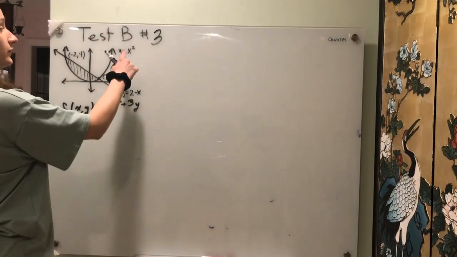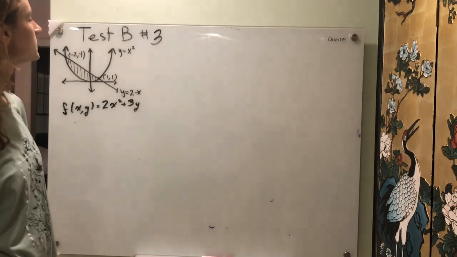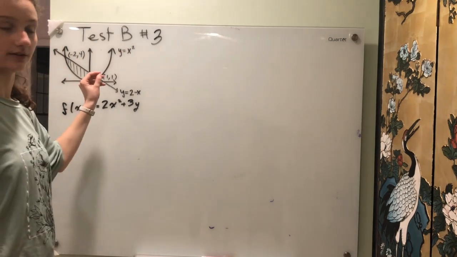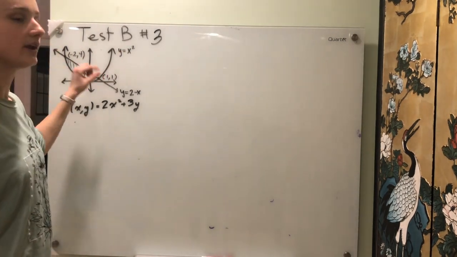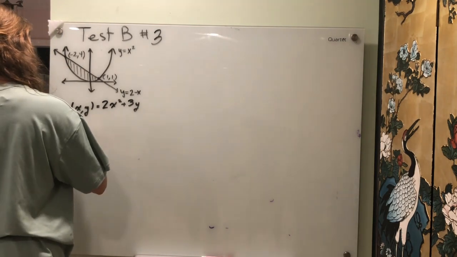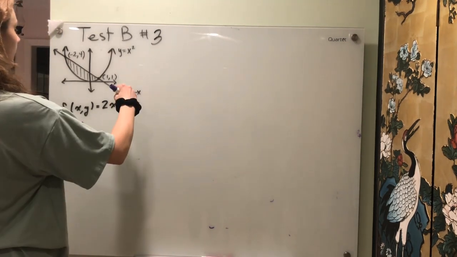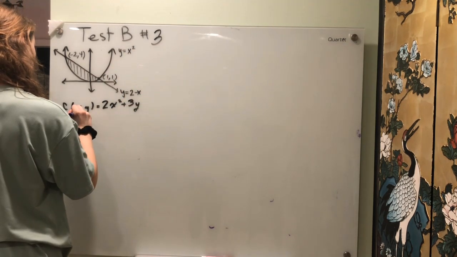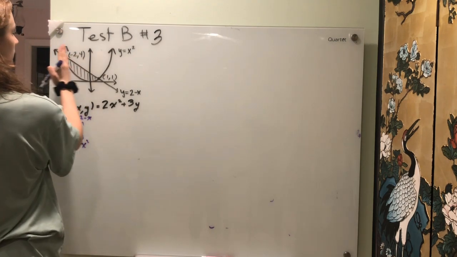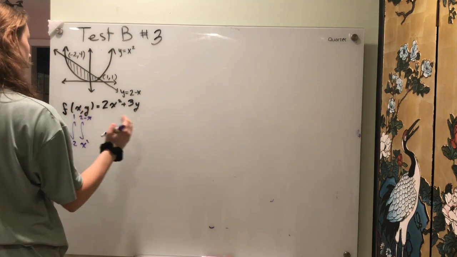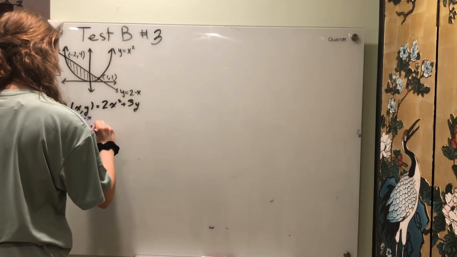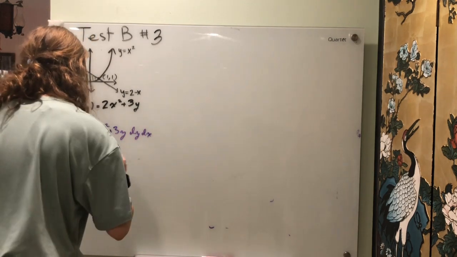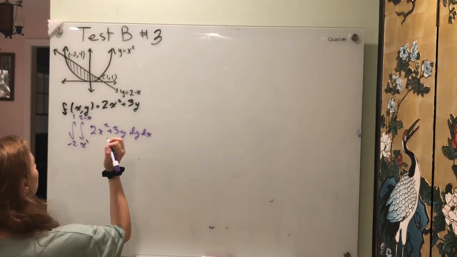So for this problem, they gave us two functions, y is equal to x squared and y is equal to 2 minus x. What we first did is set it up on the calculator, and we're able to get something that looks like this. And with it, we see what we're supposed to do and how to set up our integral. So by setting our integral, we know that it has to be from x squared to 2 minus x on the y part, and that x will go from -2 to 1. And inside our integral should be this function, 2x squared plus 3y dy dx.